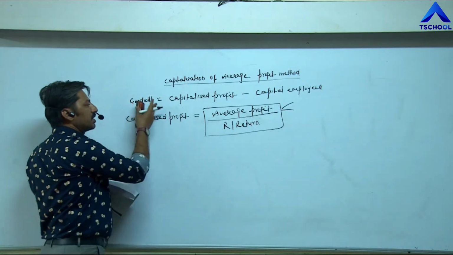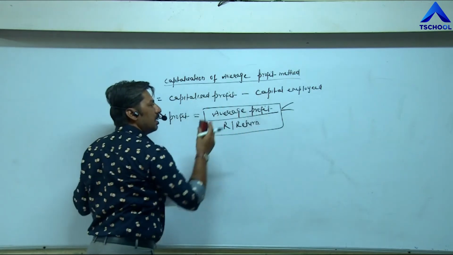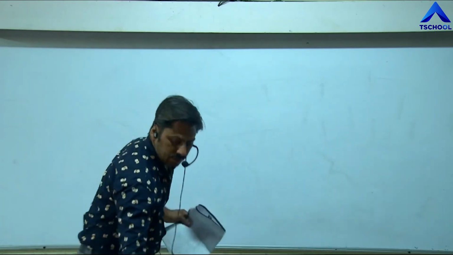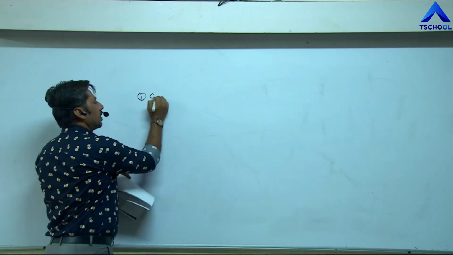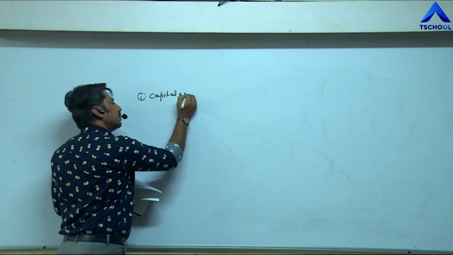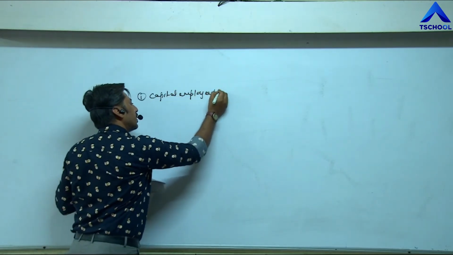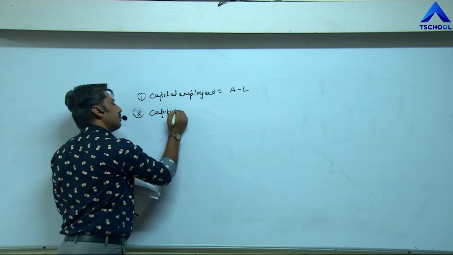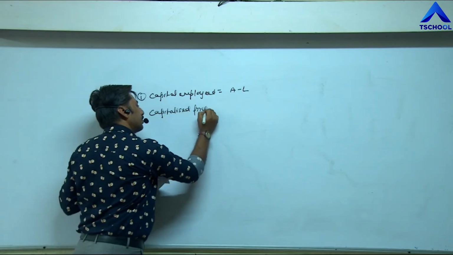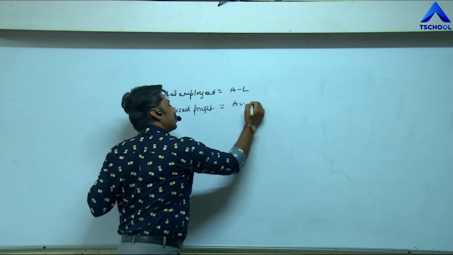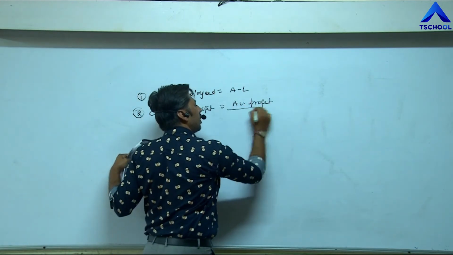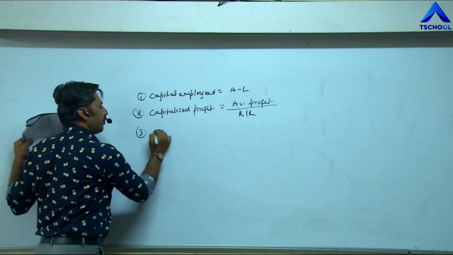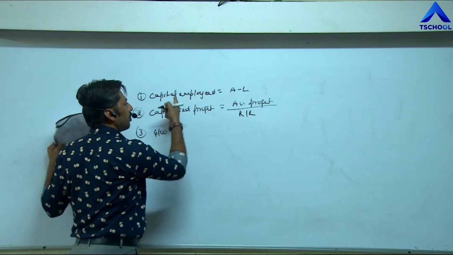Once again, this is the formula of goodwill: capitalized profit minus capital employed. It means the steps are, first of all we will calculate capital employed. Formula is asset minus liability. Then we will calculate capitalized profit. Formula is average profit upon rate of return. And last one is goodwill. Goodwill is equal to capitalized profit minus capital employed.